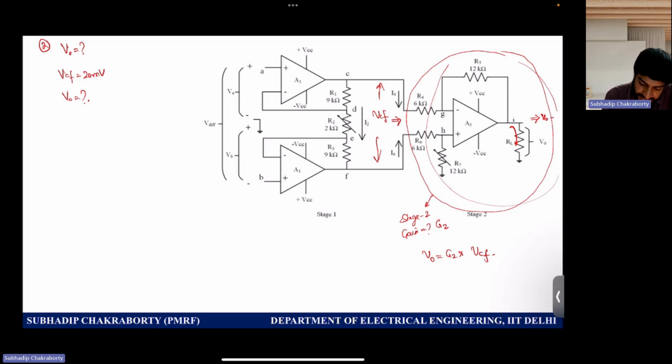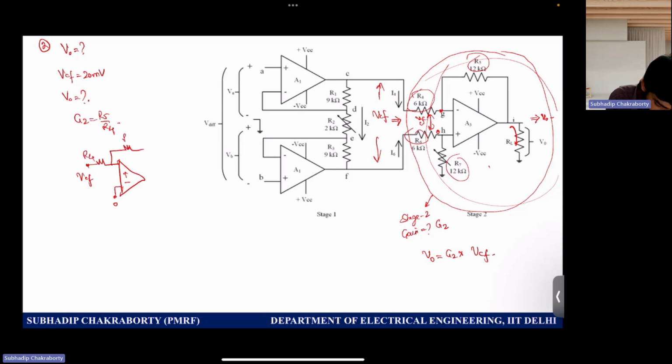Now what should be the gain of this stage? If I assume this differential voltage to be VCF, and due to the symmetry of R4, R5 and R6, R7, I can just go ahead with this part assumed to be 0 and this part to be VCF. So you know this is a negative feedback based circuit, and the gain should be R5 by R4. So G2 is R5 by R4. If you are not able to see, you can just draw this simple circuit where you can consider this node as VCF, and this node you can assume as 0, and then this node as R4 and R5 connected to the output as V0.